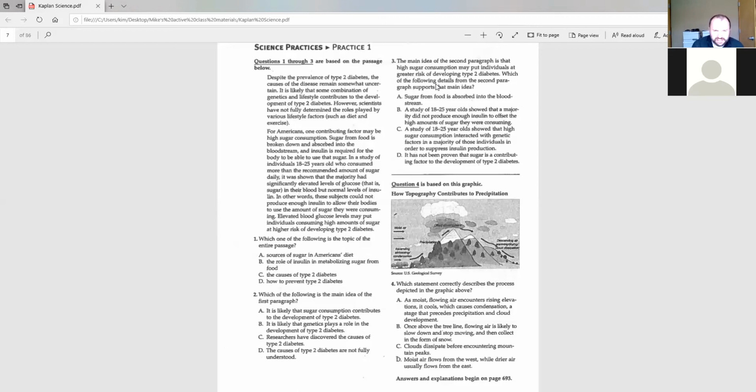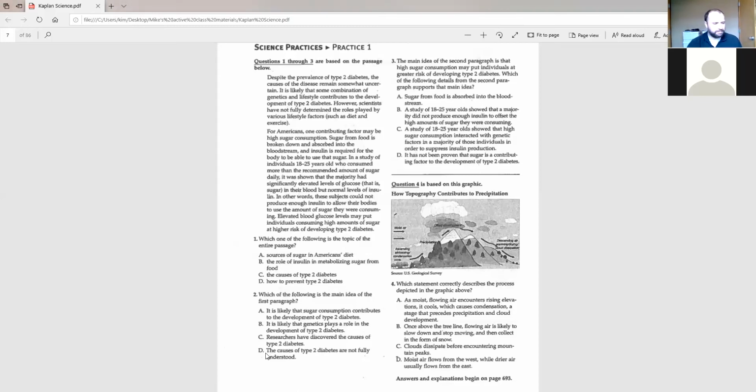It's true, genetics does play a role in the development of type 2 diabetes. It says so right here. It is likely that some combination of genetics and lifestyle contributes to the development of type 2. But that's more of a detail from the paragraph, not so much the main idea. The concluding sentence says, scientists have not fully determined the roles played by various lifestyle factors. To me, this whole paragraph centers around the fact that we don't quite know the causes of type 2 diabetes. We have an idea, but we don't fully know, right? So for that reason, I'd pick D.